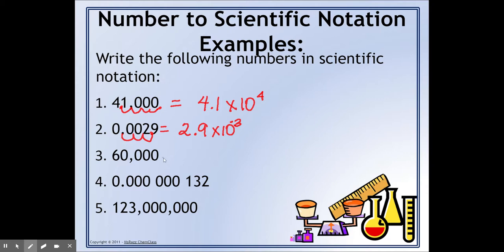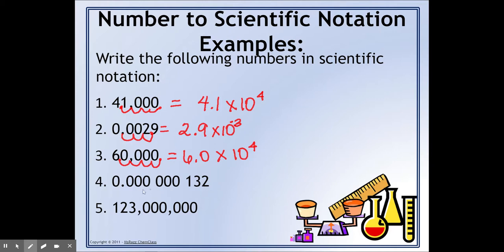Okay, continuing with the answers. We have 60,000. Like I said, the decimal's at the end. If it's not shown, we want to move it till after the 6. So my scientific notation is going to be 6.0 times 10. How many times did I move this? 1, 2, 3, 4. 4. And this is a positive 4 because this number is above 1. Because it's a large number.